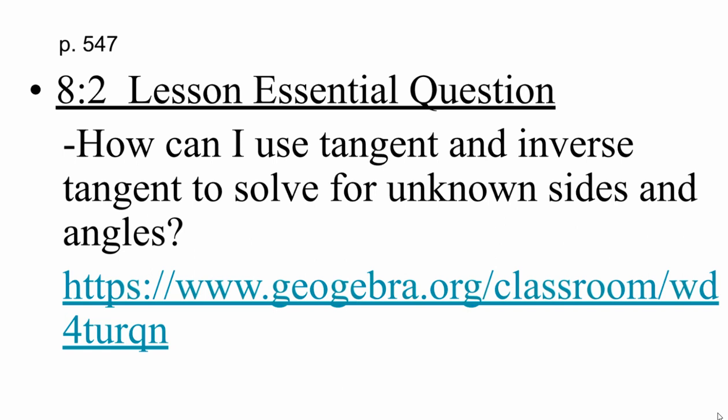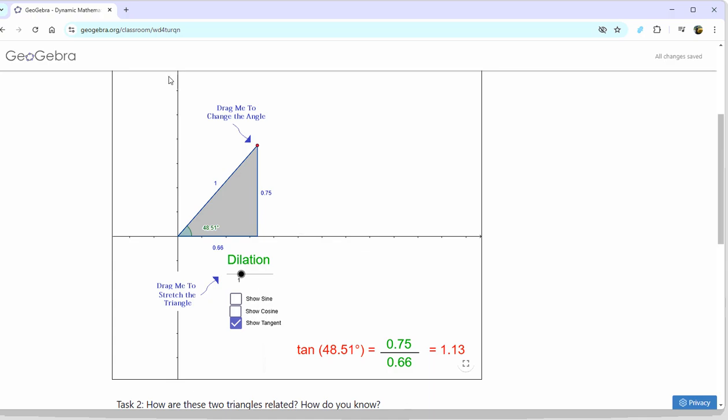Welcome to 8.2. Our lesson essential question is, how can I use tangent and inverse tangent to solve for unknown sides and angles? So we're going to go to GeoGebra. We did this in class, but I wanted to make sure we fully understand it. So tangent from last class is opposite over adjacent. So I can take this tangent ratio of 0.75 over 0.66, and I can find that that ratio is equal to 1.13 in its simplest form.